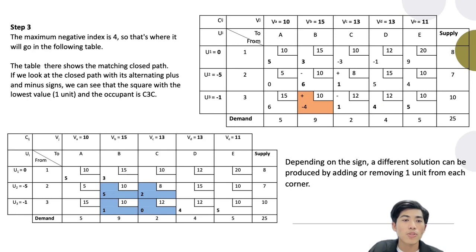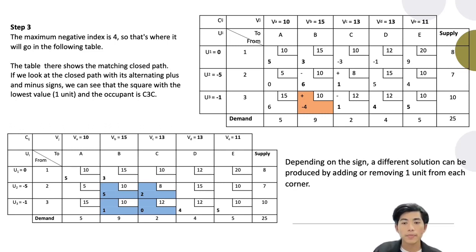The table here shows the matching closed path. If we look at the closed path with its alternating plus and minus signs, we can see that the square with the lowest value of 1 unit and occupied is C3C. Depending on the sign, a different solution can be produced by adding or removing 1 unit from each corner. So you can see the table here.